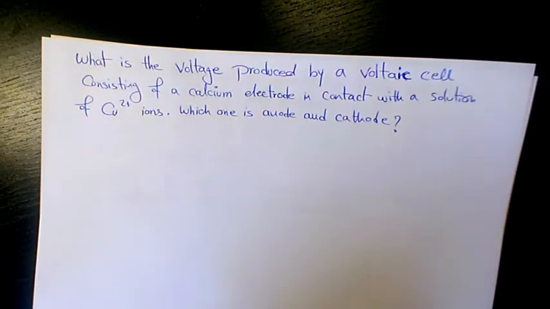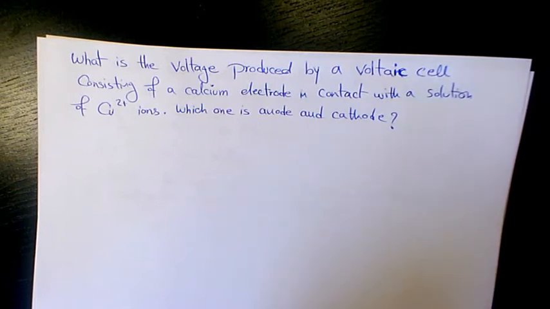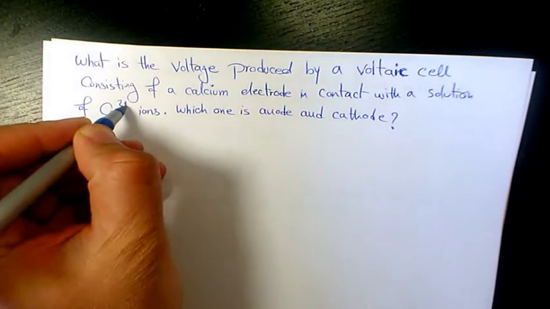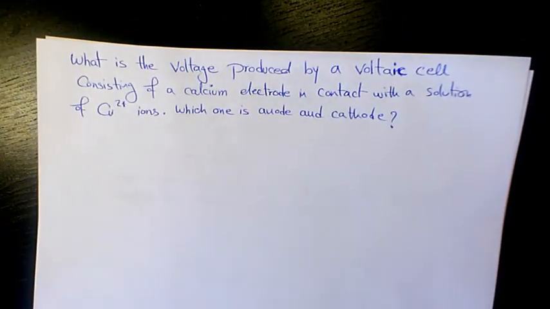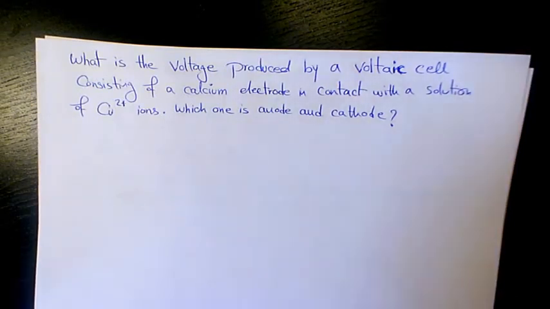What is the voltage produced by the voltaic cell consisting of a calcium electrode in contact with the solution of copper 2+ ions? Which one is anode and which one is cathode? So we have two half reactions here. I'm gonna write both of them.